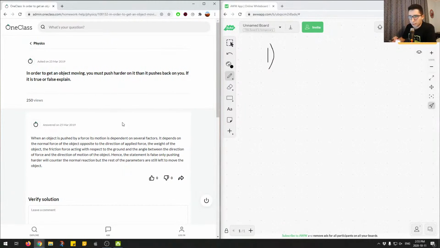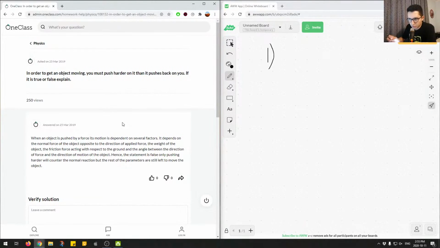So we're gonna look at the question and then look at what the junior tutor provided as an answer, and then we're gonna walk step by step how to come about the correct answer. So in this question, in order to get an object moving, you must push harder on it than it pushes back on you. If it is true or false, explain.